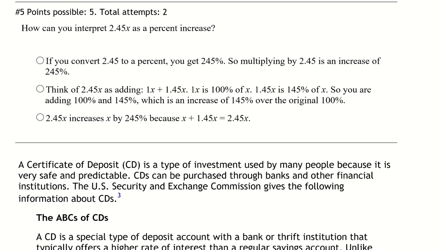Number 5, you can interpret 2.45x as, well, it can be a percent. All right, it's a percent increase. If we convert to percent, that's 245.